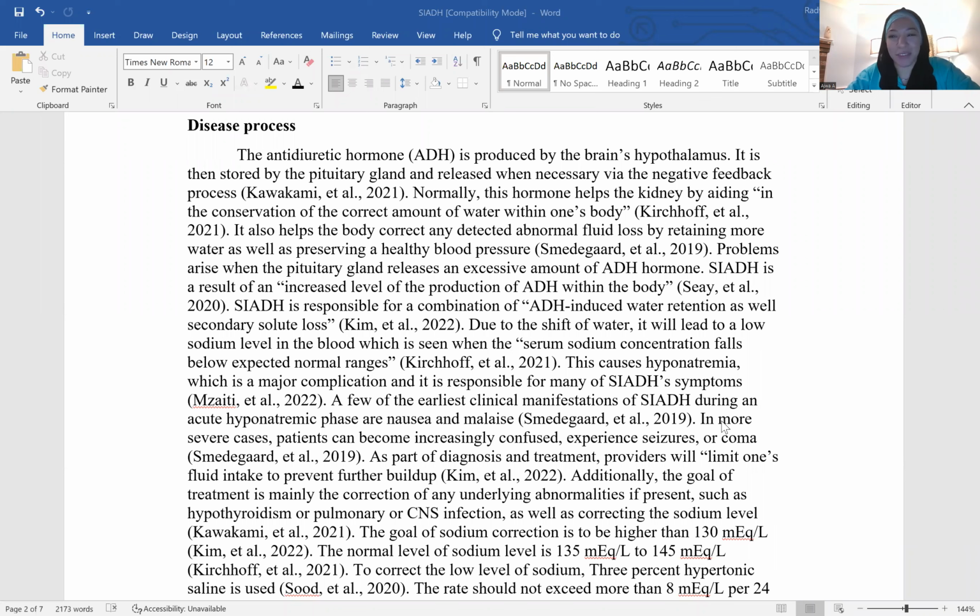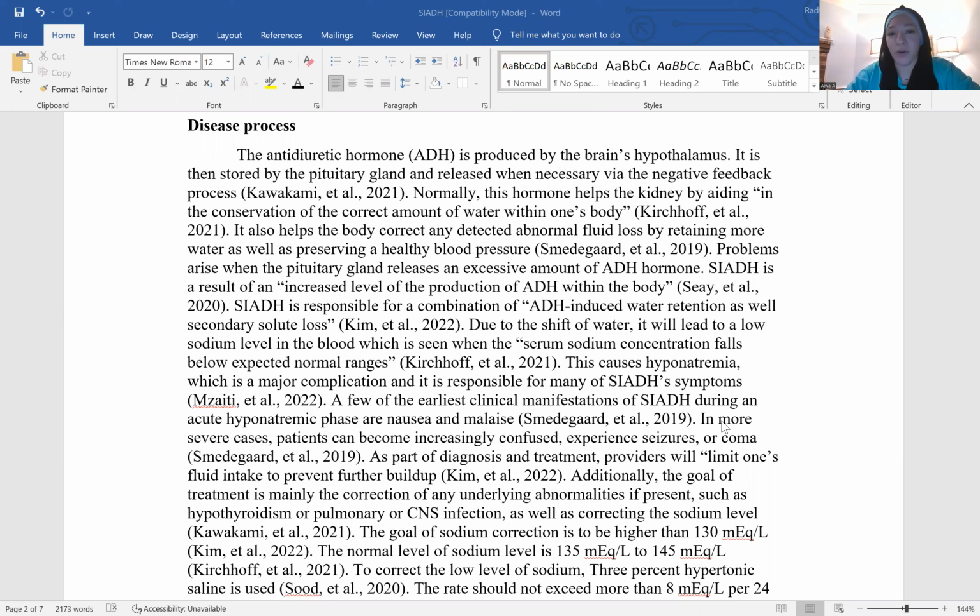I did this week's presentation on SIADH. So for the disease process, the antidiuretic hormone, ADH, is produced by the brain's hypothalamus. It is then stored by the pituitary gland and released when necessary via the negative feedback process.